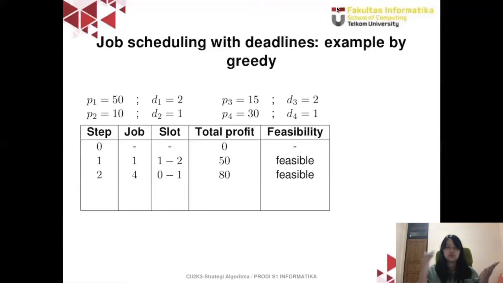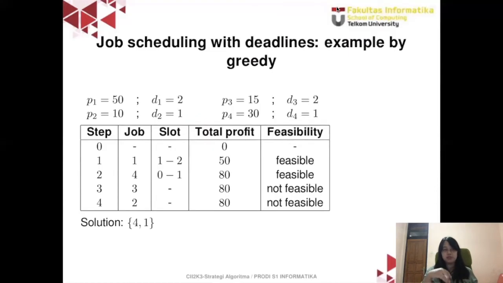So slot 0 to 1 and 1 to 2 is already not available. So for job 3, it has to be done before 2, but the slot is already full, so it is not feasible. The same with job 2, it must be done before 1, but the slot is not available anymore, so it is not feasible. And we have the solution, which is we do the fourth job first and then the first job. Here we do it in the slot 0, 1, and then here we do it in the slot 1, 2.